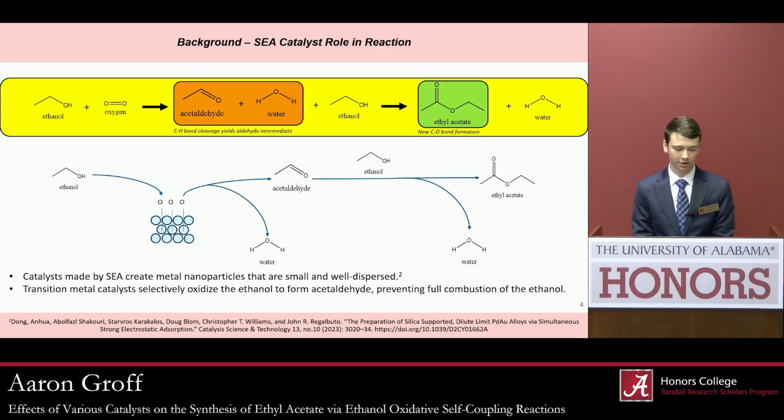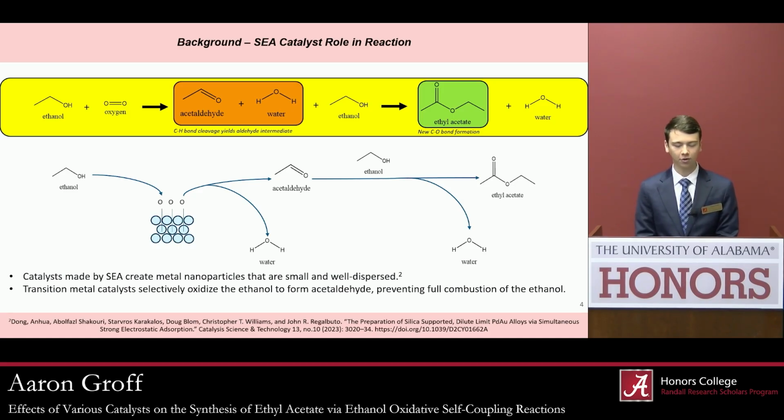As you can see in the middle here, ethanol reacts with oxygen atoms that have adhered to the surface of the catalyst, represented by these blue circles, and then forms acetaldehyde. When reacted with ethanol again, it will form the ethyl acetate. The main takeaway here is catalysts made by SEA, which stands for strong electrostatic adsorption, and it's the method that I synthesize my catalysts with. This is going to create metal nanoparticles that are small and well dispersed.